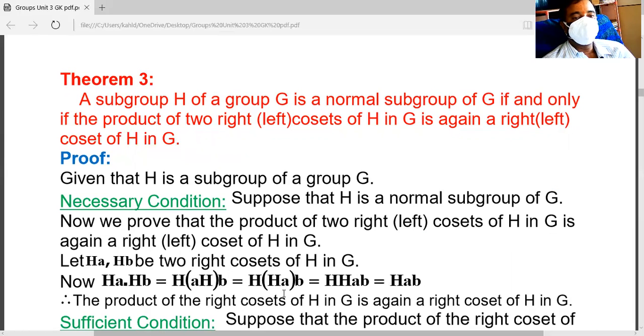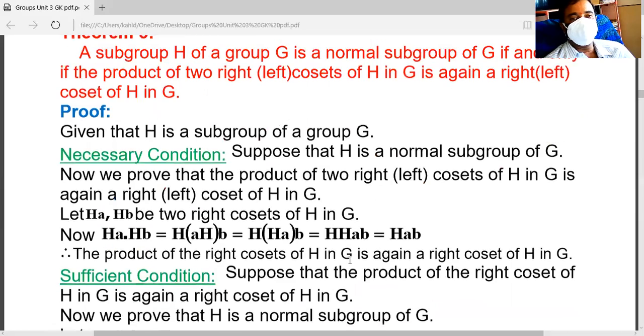Then HH into ab will become here. What is HH? Given that H is a subgroup, HH is equal to H. ab is as it is. That means Ha into Hb is equal to Hab. The product of two right cosets Ha and Hb is equal to Hab, which is a right coset. Therefore, the product of two right cosets is again a right coset of H in G. Similarly, we prove this theorem for the left cosets also.